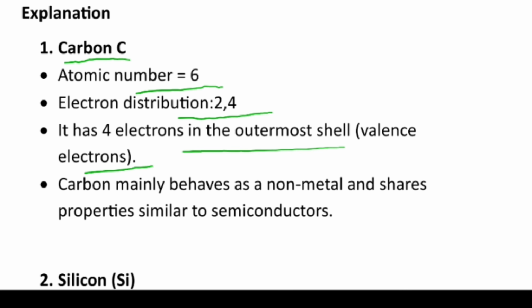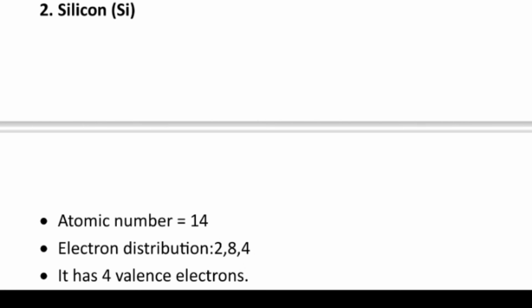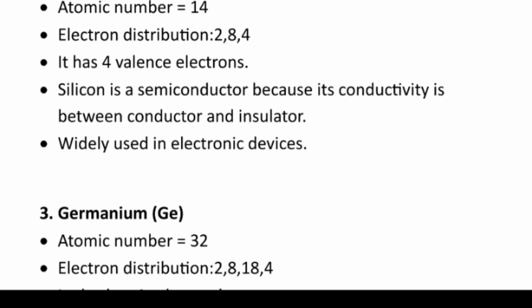Carbon behaves like a non-metal, and it has a property similar to the semiconductor. The next element is silicon. Its atomic number is 14, electronic configuration 2, 8, 4. It has 4 valence electrons. Silicon is also one of the semiconductors. It gives conductivity between the conductor and insulator, which we can use for electronic devices.